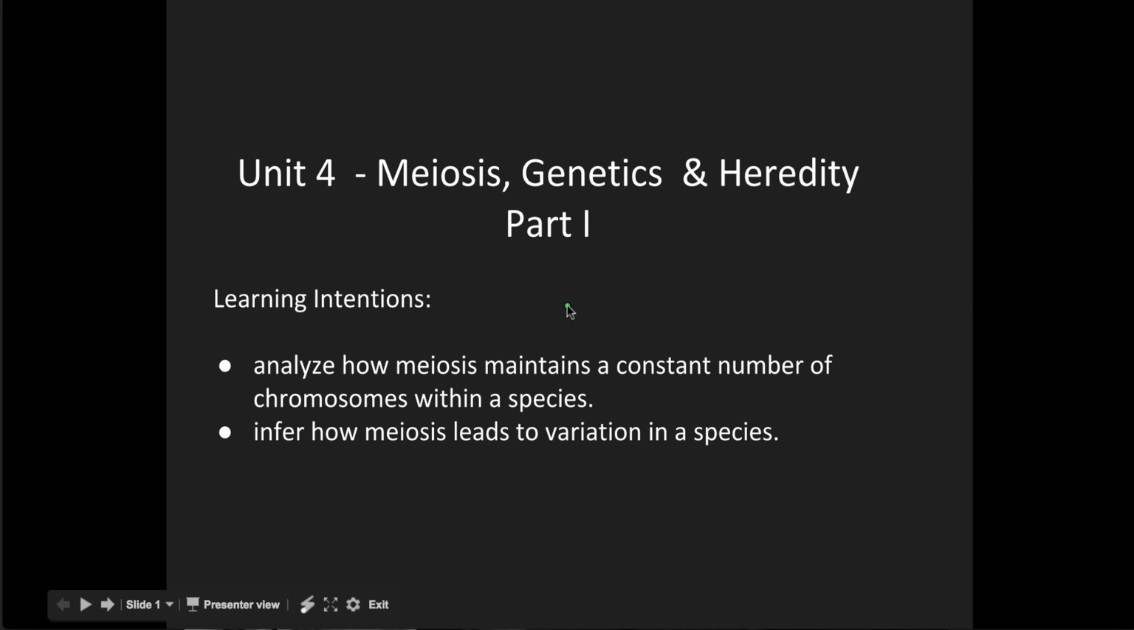Hey guys, today we're going to talk about our first topic in Unit 4, which is Meiosis, Genetics, and Heredity. Part 1, we're going to look at the process of meiosis and how it keeps its chromosome numbers constant as it undergoes this process, and also how it leads to increased variation in species.